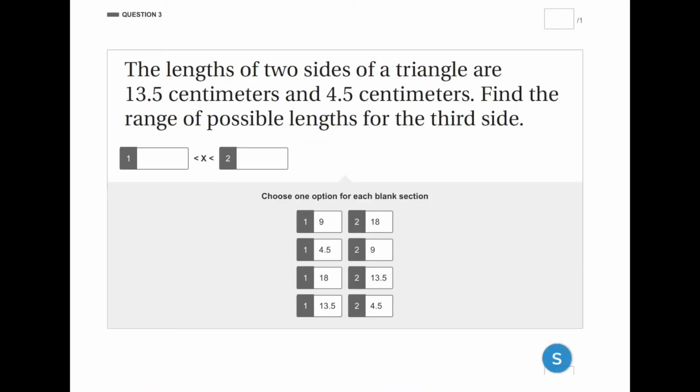For question 3, there's two possible scenarios. We have a scenario that 4.5 plus x is bigger than 13.5. In this case, 13.5 is the longest side. And the other possibility is that we have 4.5 plus 13.5 is bigger than x. And here x is the longest side.